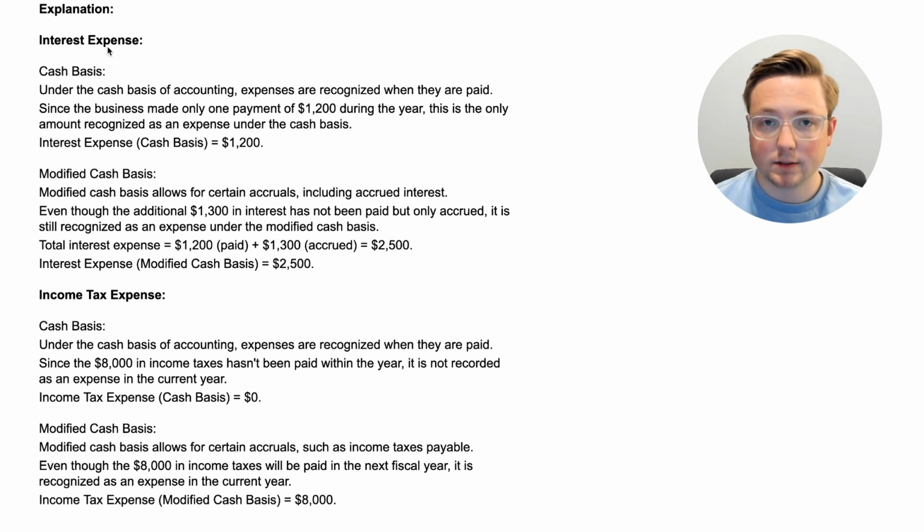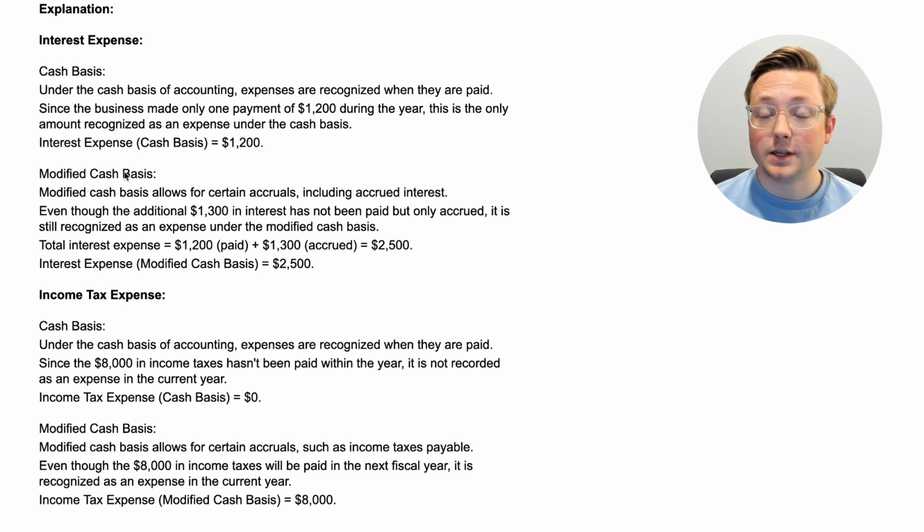So for the interest expense, and again, I think this is pretty clear and obvious by this point, so hopefully this makes sense. Under the cash basis of accounting, expenses are recognized when they are paid. That's it. Since the business made only one payment of $1,200 during the year, this is the only amount recognized as an expense under the cash basis. So for cash basis, the interest expense is $1,200.